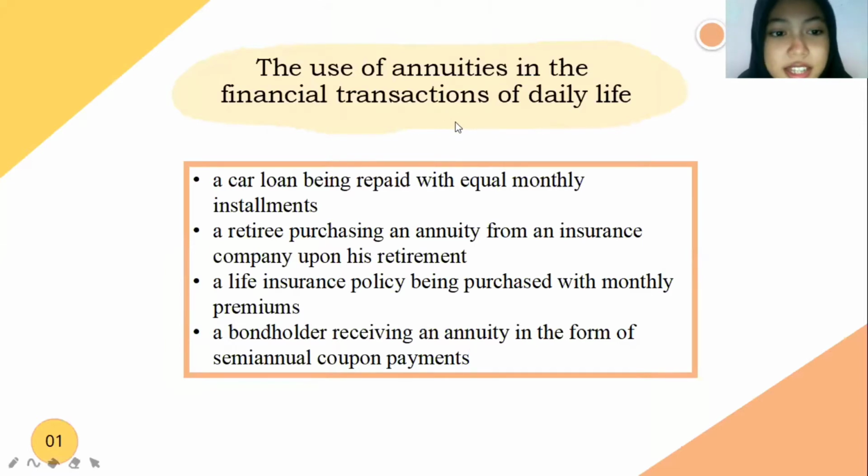The first is a car loan being repaid with equal monthly installments. The second is a retiree purchasing an annuity from an insurance company upon his retirement. The third is a life insurance policy being purchased with monthly premiums. And the fourth is a bondholder receiving an annuity in the form of semi-annual coupon payments, and so on.